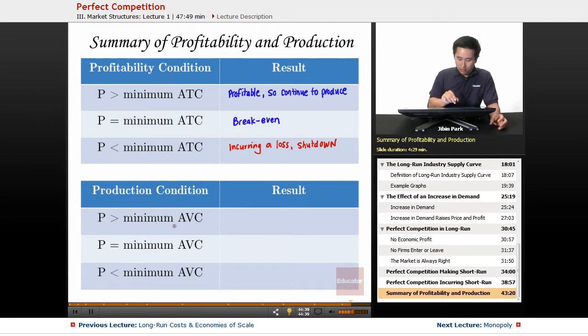If the price is greater than minimum AVC, but less than the ATC, then you have a situation in which you continue to produce. But you are losing money. Still produce, because you lose more money if you don't.